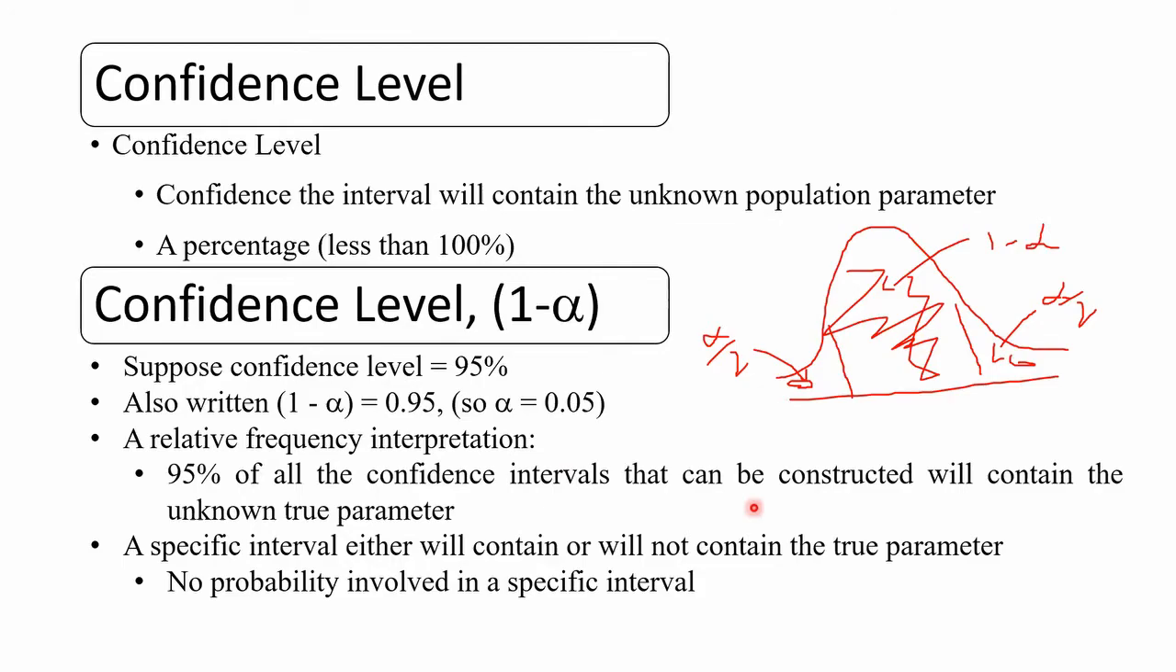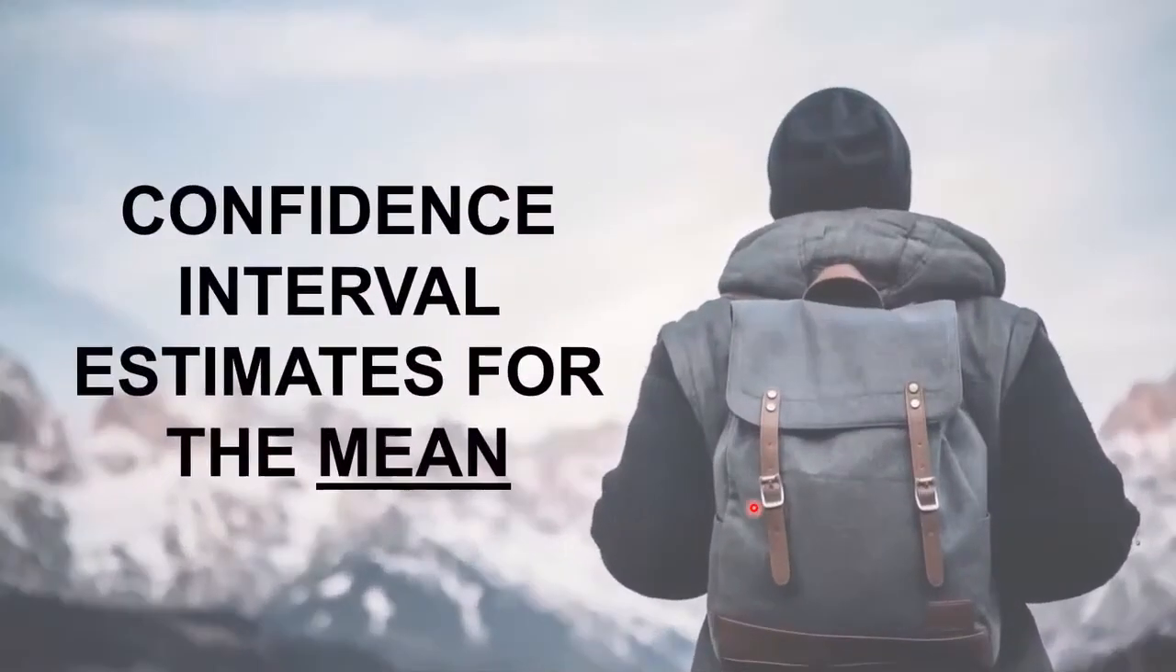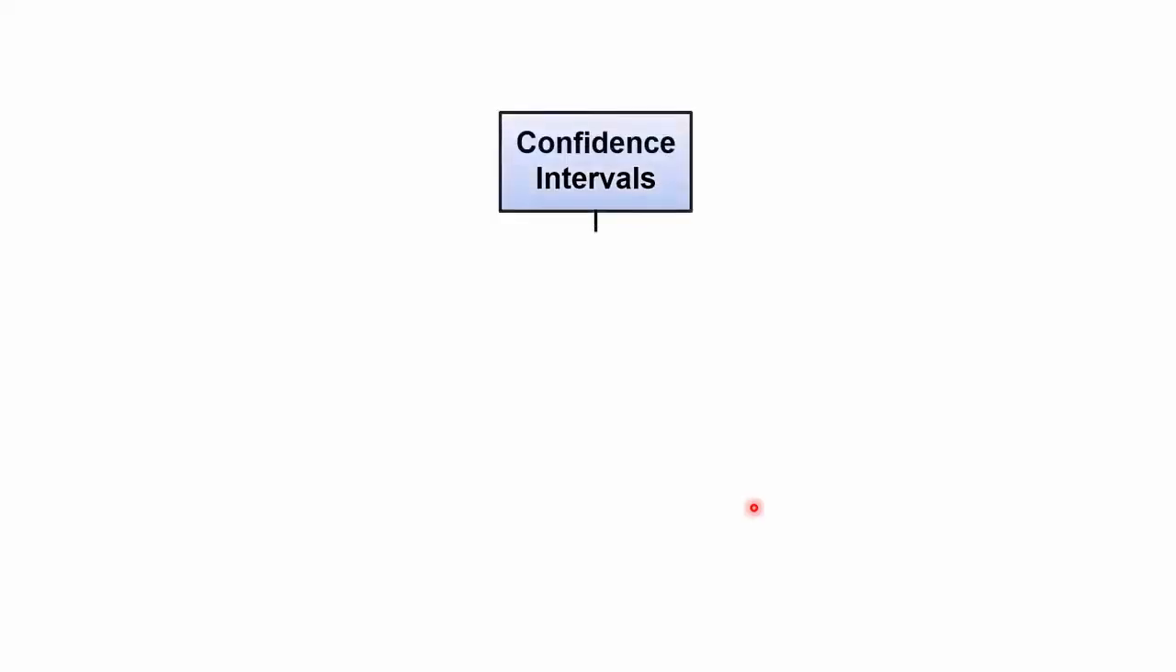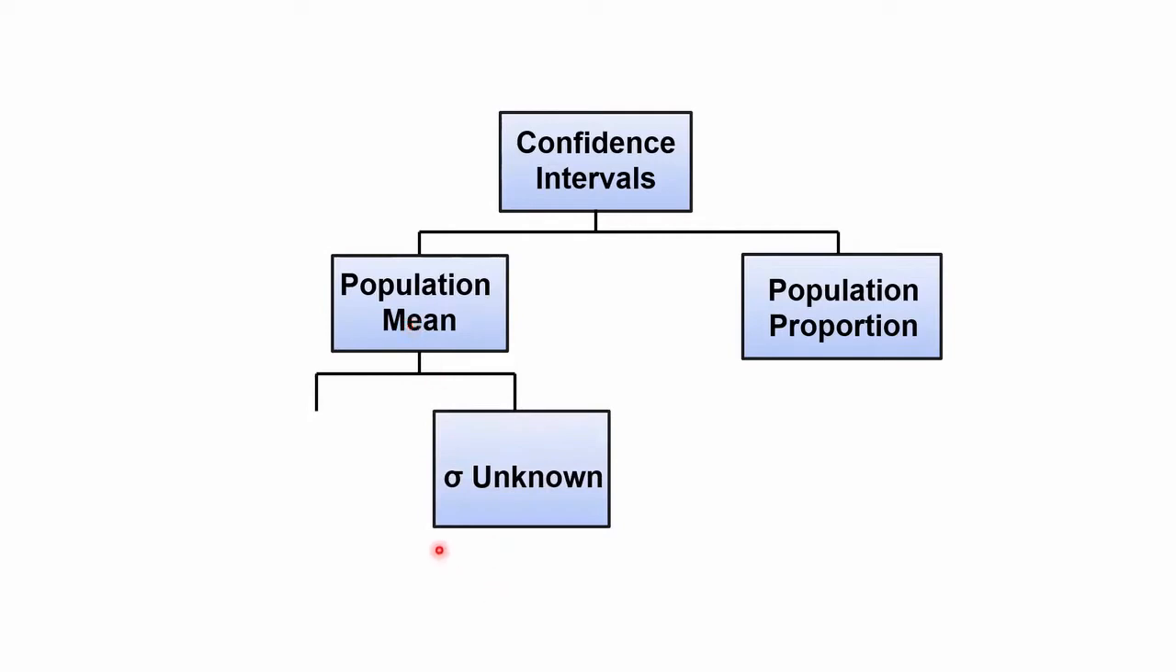Let's move on. Now let's have a look at actually figuring out the confidence interval estimates for the mean. So in this case, when you're calculating confidence intervals, you have two main areas. You're calculating confidence interval for the population mean and population proportion. In this section, we are talking about population mean. That also is further subdivided into two areas where population standard deviation or sigma is unknown and the sigma is known case. So here we'll be talking about the sigma known case.